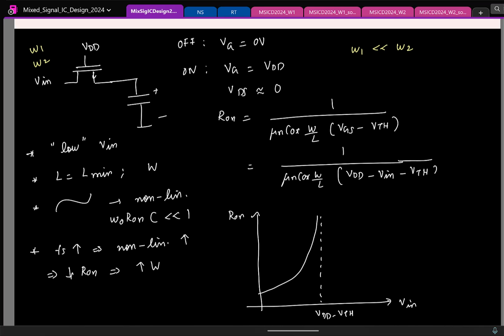So what do you think might be a downside with increasing the width? Okay, capacitance increases. What capacitance are you talking about? If I increase the size of the transistor, which capacitance increases? Where are the parasitic capacitors? I have 1, 2, 3 nodes here. Which node? Mostly at the gate, right?